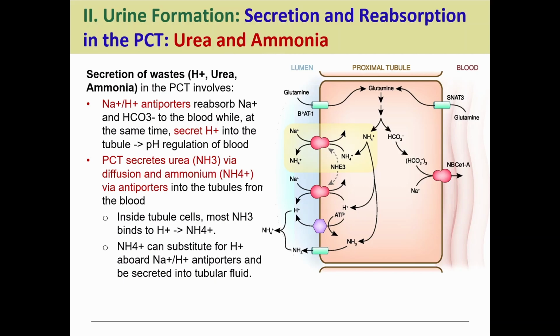When it comes to the secretion of wastes, right, those hydrogen ions, the urea, the ammonia, we have sodium hydrogen antiporters. Basically, we reabsorb sodium and bicarbonate, and by doing that, we're pushing the protons into the tubule. This is going to help with pH regulation because that bicarbonate is a buffer. We're reabsorbing something that has a negative charge when secreting something with a positive charge. We'll also secrete urea and ammonium via antiporters. So once we're in the tubules, we have that urea and that hydrogen ion bind to form that ammonia.